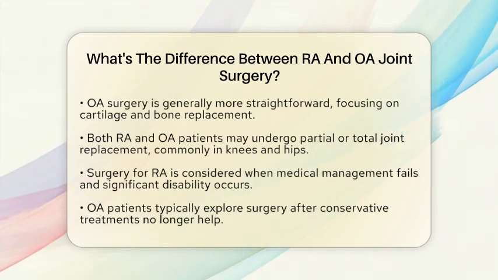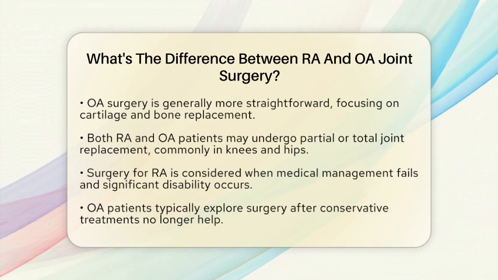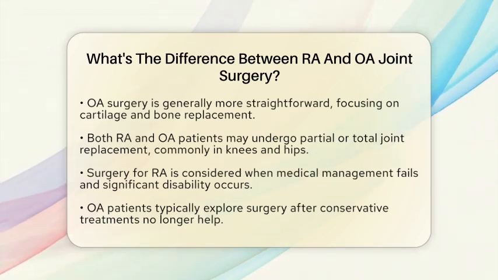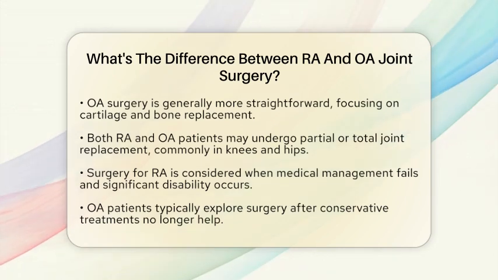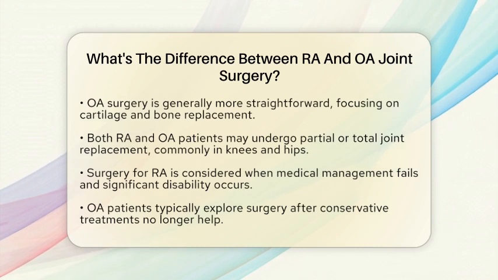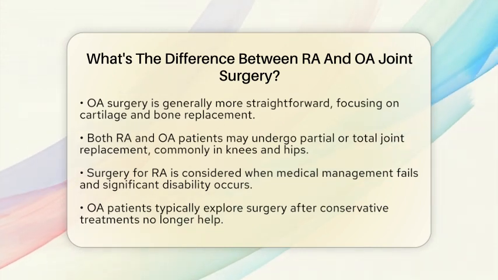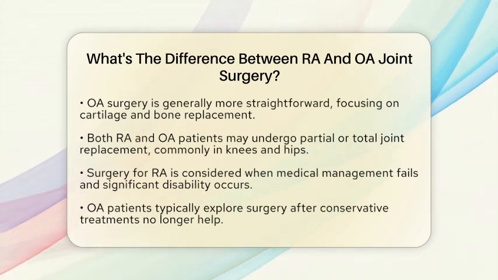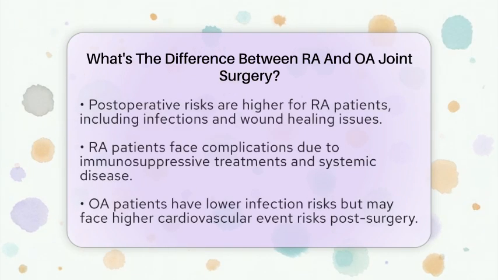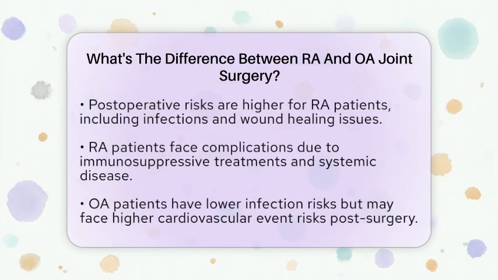For those with rheumatoid arthritis, surgery is usually considered when medical management fails and joint damage leads to significant disability. In contrast, patients with osteoarthritis typically explore surgical options after conservative treatments, like physical therapy and injections, no longer provide relief. Postoperative risks also differ between the two.